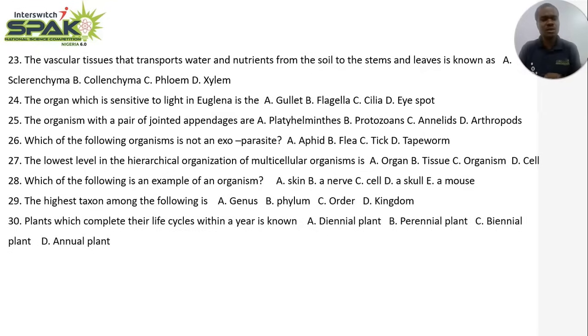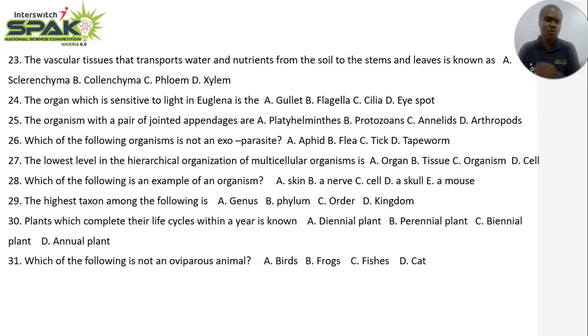A plant which completes its life cycle within a year is known as that. A, diennia. Of course, there's nothing like diennia. That's just a distraction. Perennial plants live for more than four years and above, 4, 5, 6, 7, 8, 9, 10 and above, as many. Biennial, they complete their life cycle within 2 years. Then annual plants, they complete their life cycle within a year.